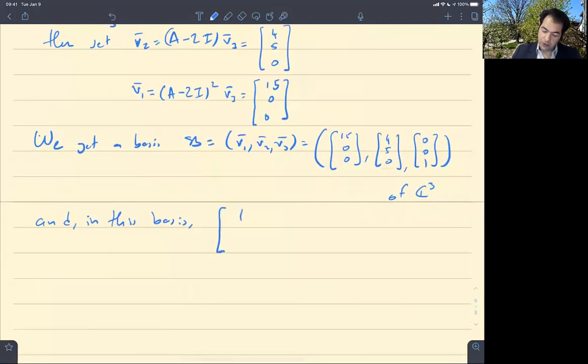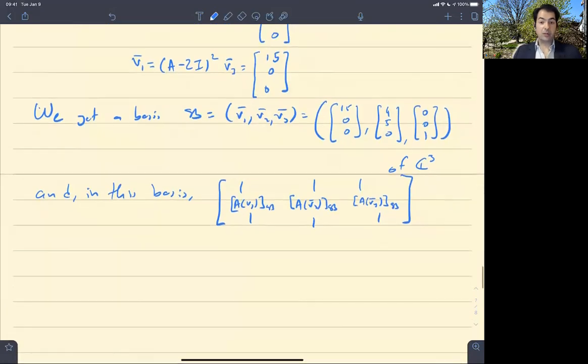So the first column would be A of V1 expressed in this basis. The second column would be A of V2 expressed in this basis. And the third column would be A of V3 expressed in this basis. Now this turns out to be really easy to compute because A of V1 I can write as (A minus 2 times I) V1 plus 2 times V1, right? And that's equal to 2 times V1.